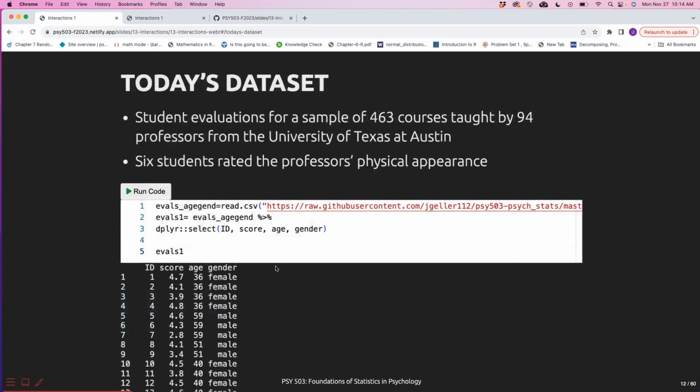So was everyone able to load this data set and get it to load? Yay, good.